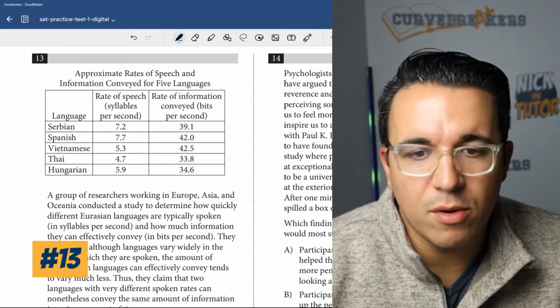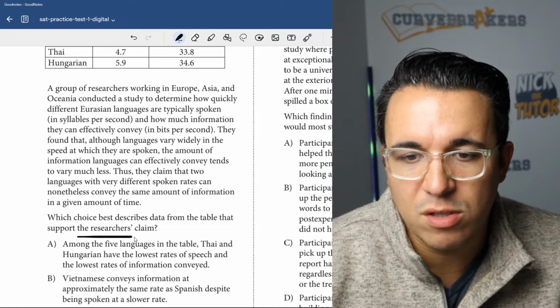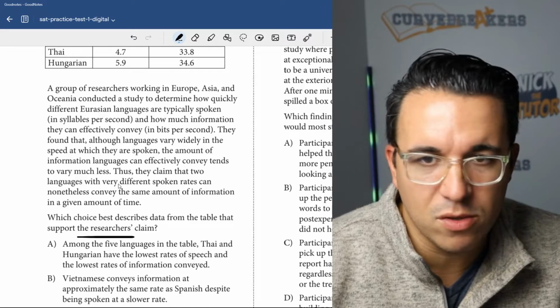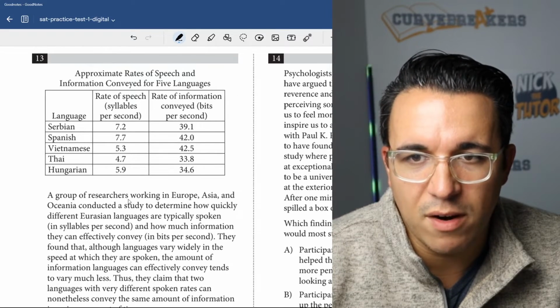All right, moving on to number 13. So let's see. Which choice best describes data from the table that supports the researcher's claim? So we've got to figure out their claim first. So we can see this is a chart of rate of speech and rate of information conveyed in various languages.